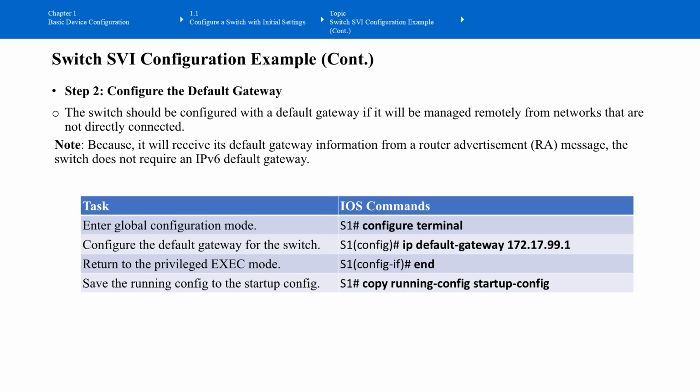Step 2, configure the default gateway. The switch should be configured with a default gateway if it will be managed remotely, from networks that are not directly connected to it. For IPv6, it will receive its default gateway information from a router advertisement message. And then the acronym RA, please remember RA, we will see this many times in the later chapters in this course. It's an RA message, a router advertisement message. The switch does not require an IPv6 default gateway.